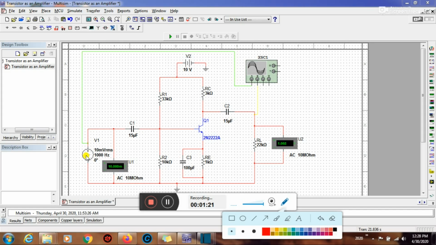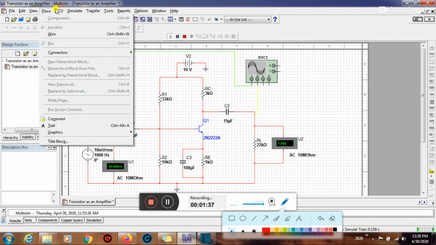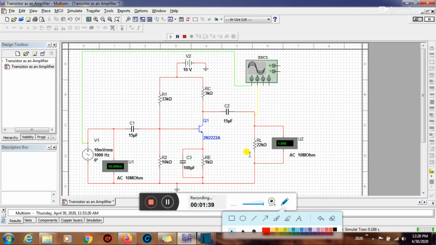One voltmeter is connected to the input side and one voltmeter is connected to the output side. I'm just starting this experiment. At that time you clearly see your input is a 10 millivolt signal and the output is 1 volt. I'm writing it over here in the text box. Input is 10 millivolt while your output is approximately 1 volt.